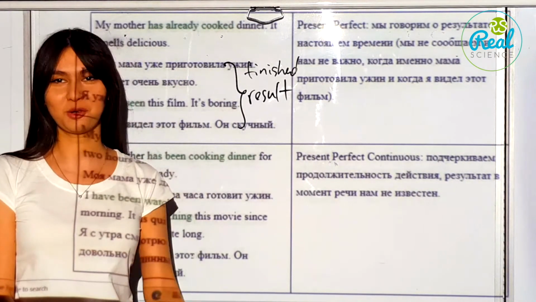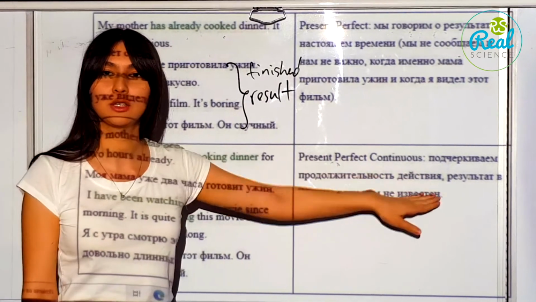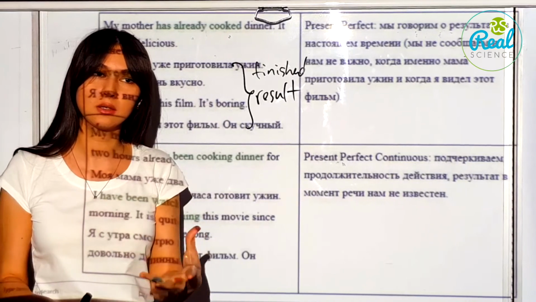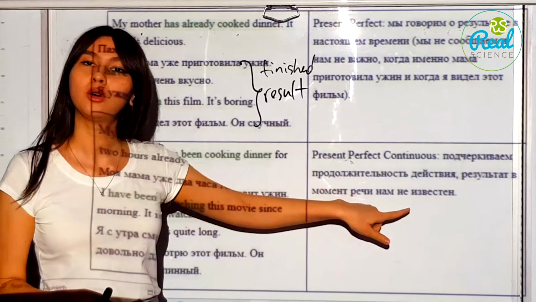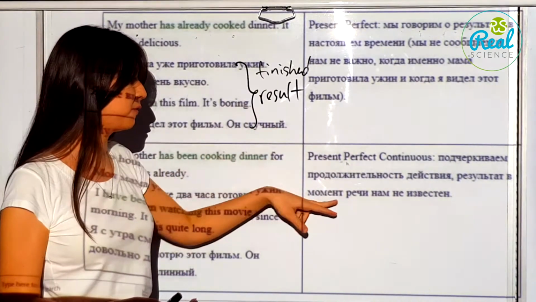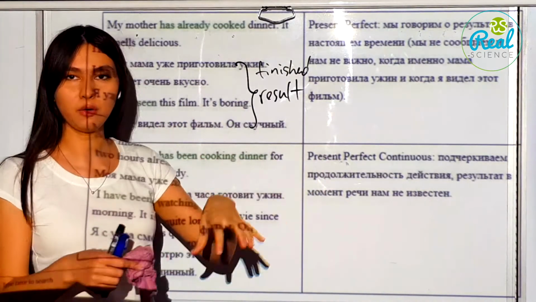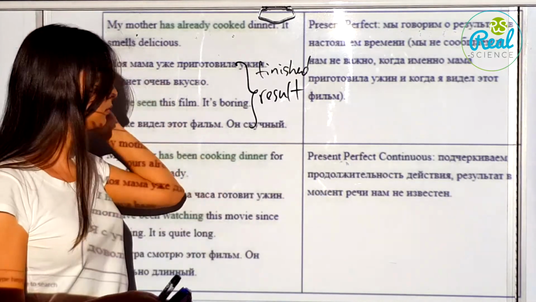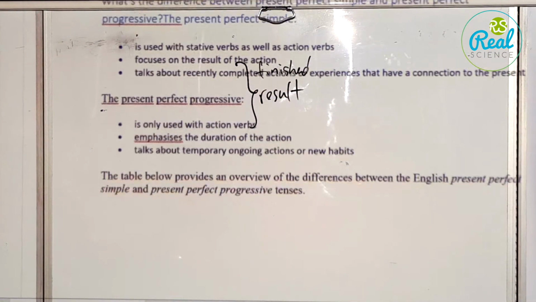Present perfect continuous, подчеркиваем продолжительность действия, результат в момент речи нам неизвестен. Yes, of course, as we talked. So the main thing here is continuity of the action. We don't know the exact time when our action will be finished. We just know that our action is continuing. Now, guys, let's move on a bit.